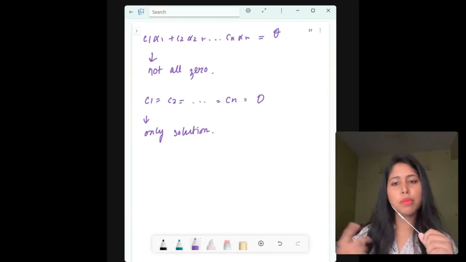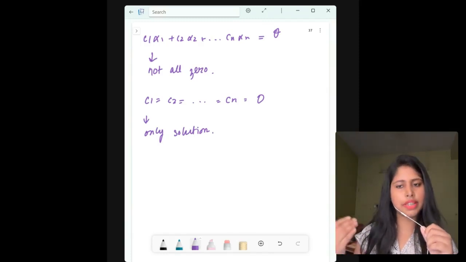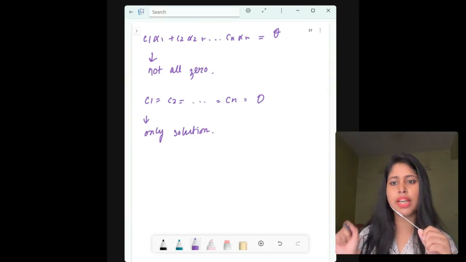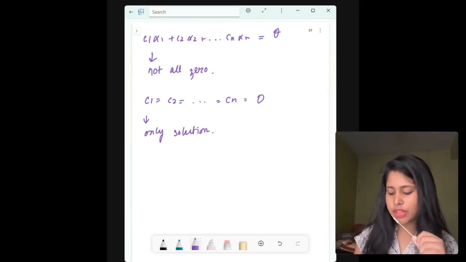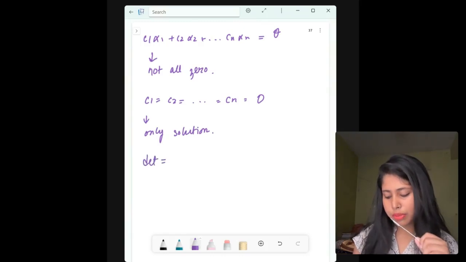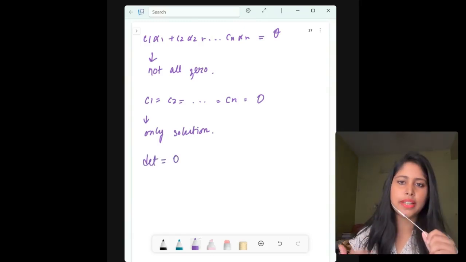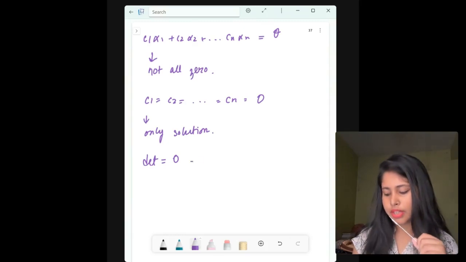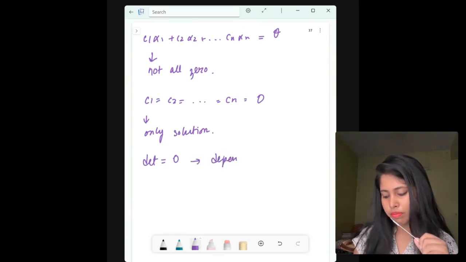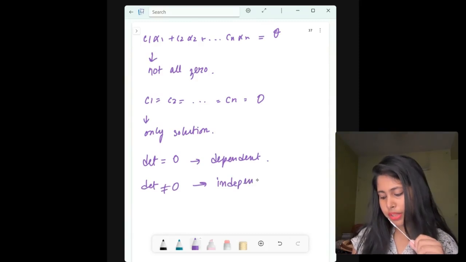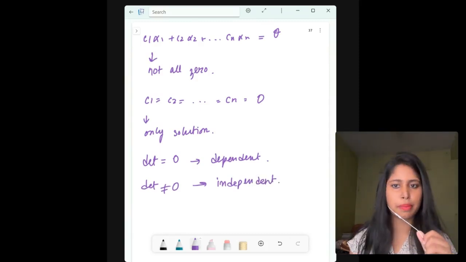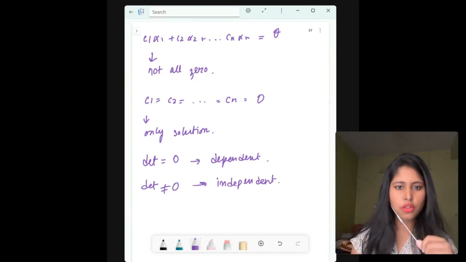Okay, and one more thing, for a set of n vectors in Rn, we can check linear dependence by computing the determinant of the matrix formed by these vectors, right? If the determinant is equal to 0, then we can say that they are dependent. And if the determinant is not equal to 0, then we can say that the set of vectors is independent, right? So that is all for the recap.